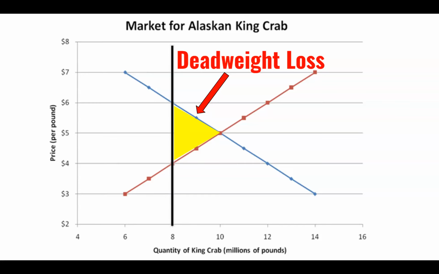We also have something known as deadweight loss. That is the loss in consumer and producer surplus created by failing to reach equilibrium. So we set a quota at 8 million crab. The market wanted to go to 10. So we have this triangular area in yellow that is consumer and producer surplus that we would have enjoyed had the market gone to 10 million pounds of crab, that we don't because we're stopped at 8 million. So we could measure the value of that deadweight loss by using the area of a triangle formula, 1/2 base times height, to measure the total amount of surplus lost by the quota.